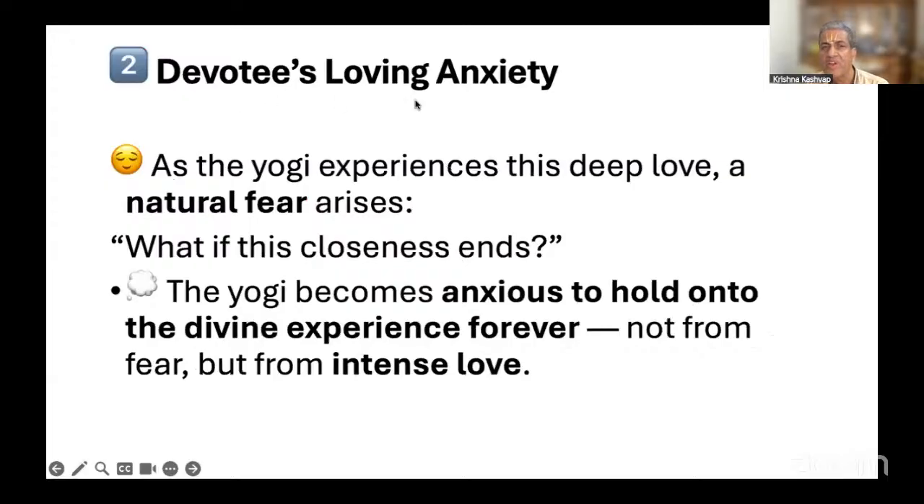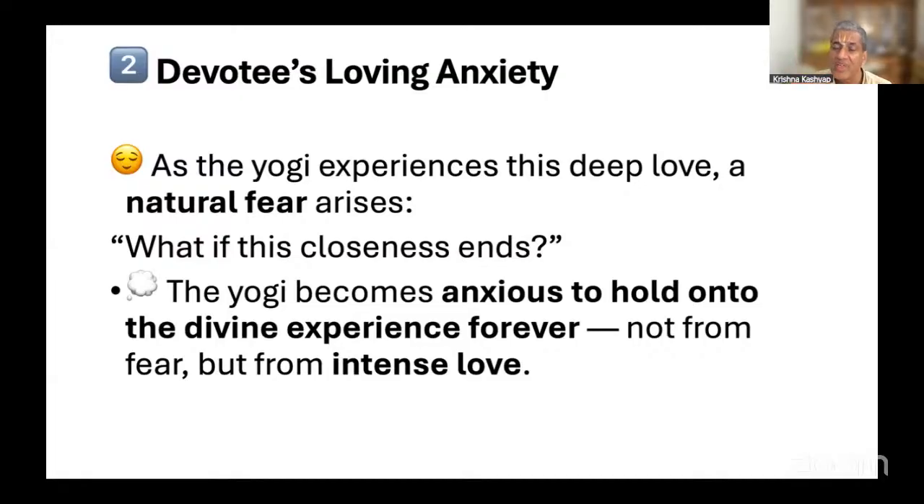So the devotee has loving anxiety. The yogi experiences this deep love, and a natural fear arises. How can a fear arise there? What if this closeness ends? Oh, I'm experiencing the perfect union with the Lord. What if it goes away? The yogi becomes anxious to hold on to the divine experience forever. Not from fear, but from intense love.